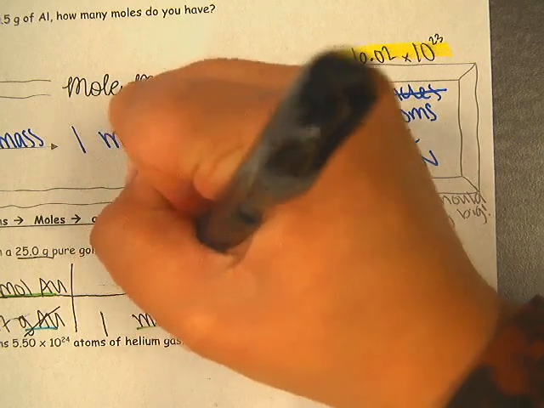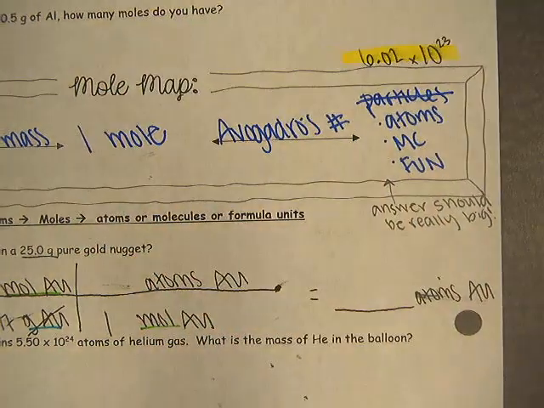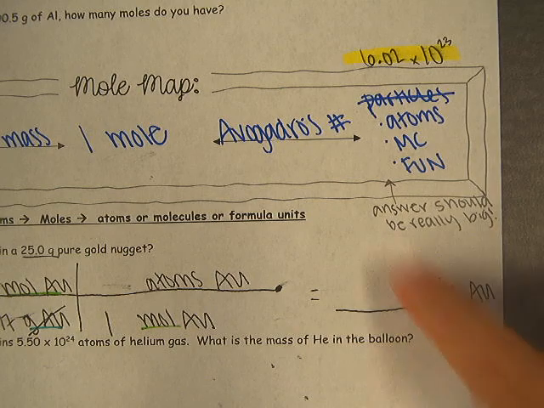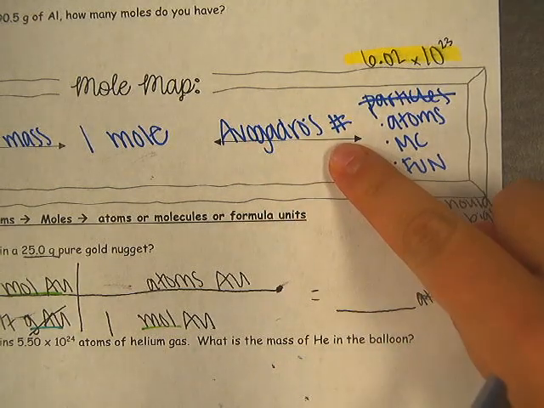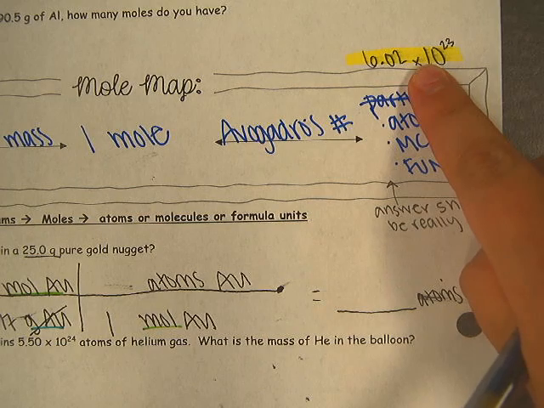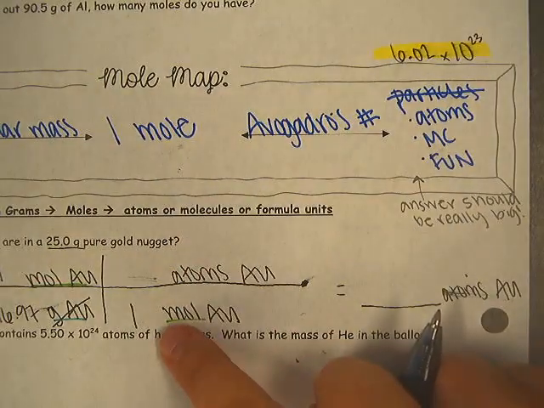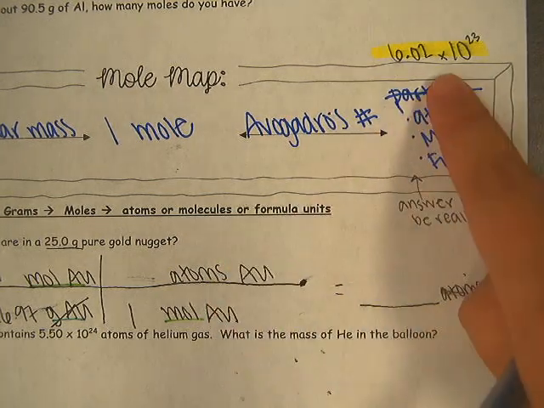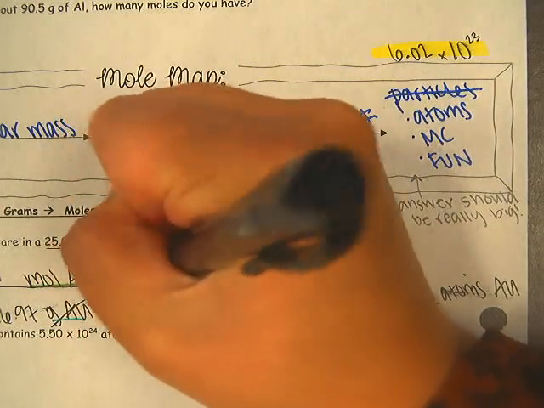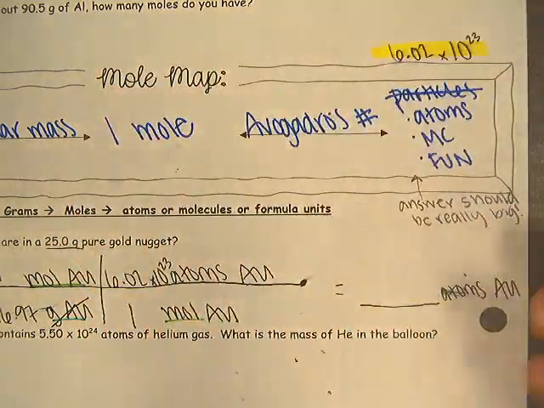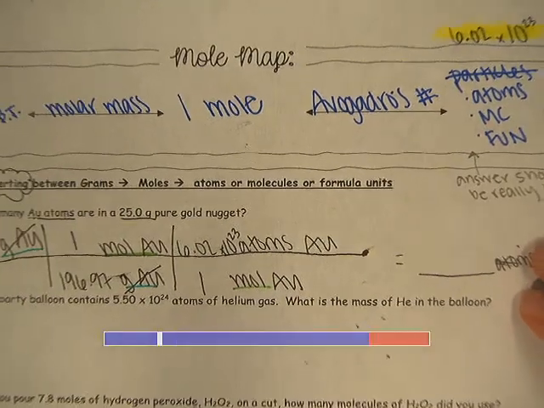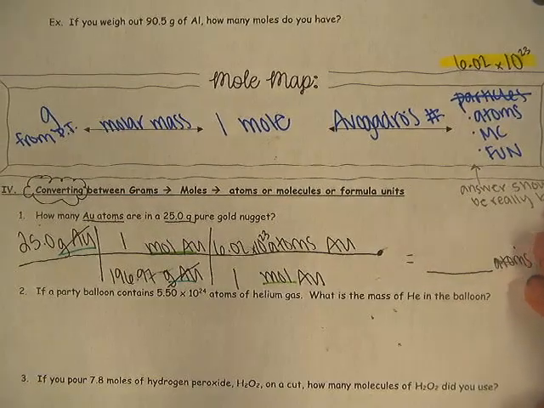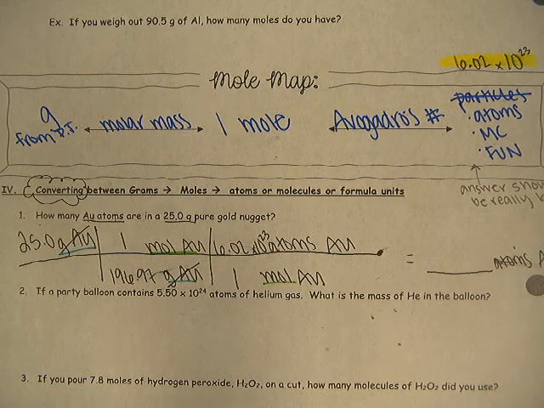So to go from moles of gold to atoms of gold, I'm going to use Avogadro's number as my conversion factor, which is this number right here. So next to moles goes 1, and next to atoms or molecules or formula units, whatever it is, in this case it's atoms, I'm going to use 6.02 times 10 to the 23rd. So if you set up your mole map to look exactly like mine, it gives you a lot of the answers and tells you what should go in each box.